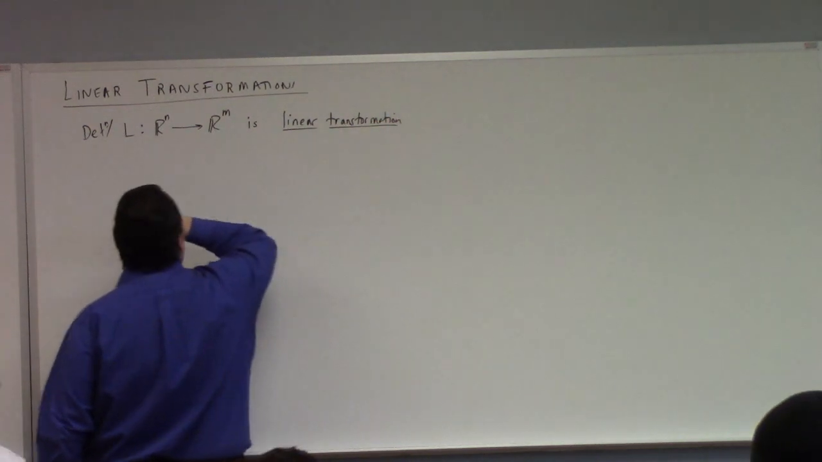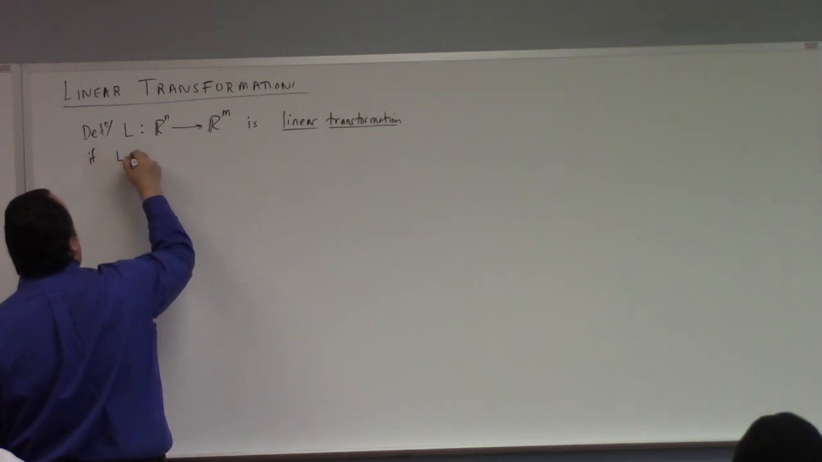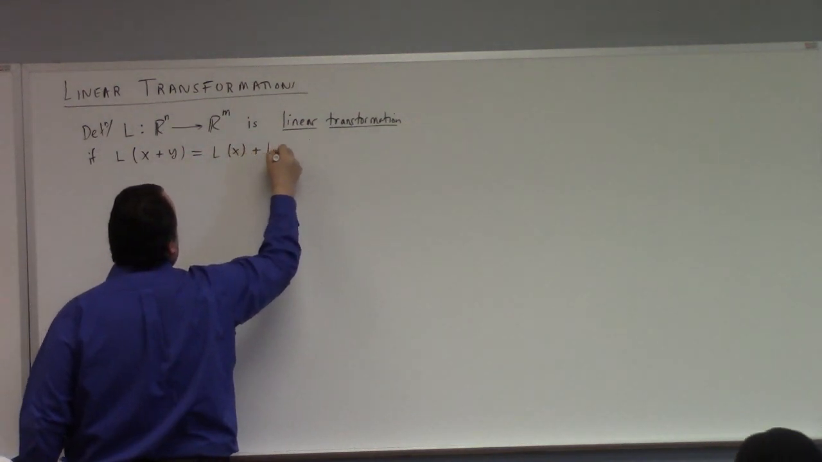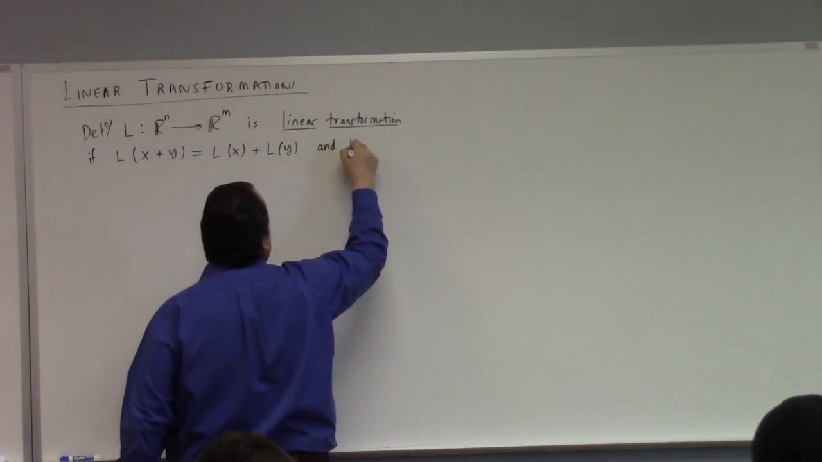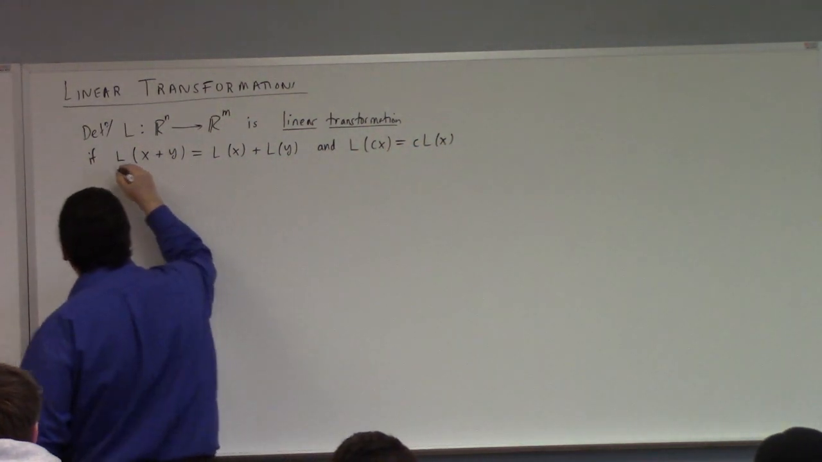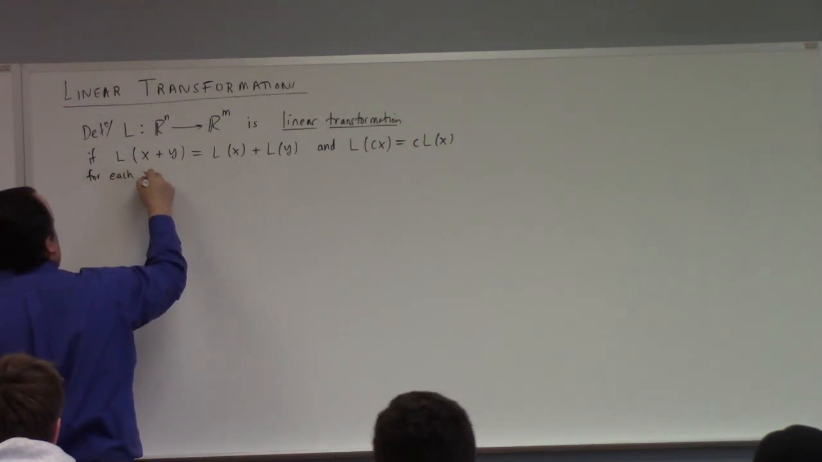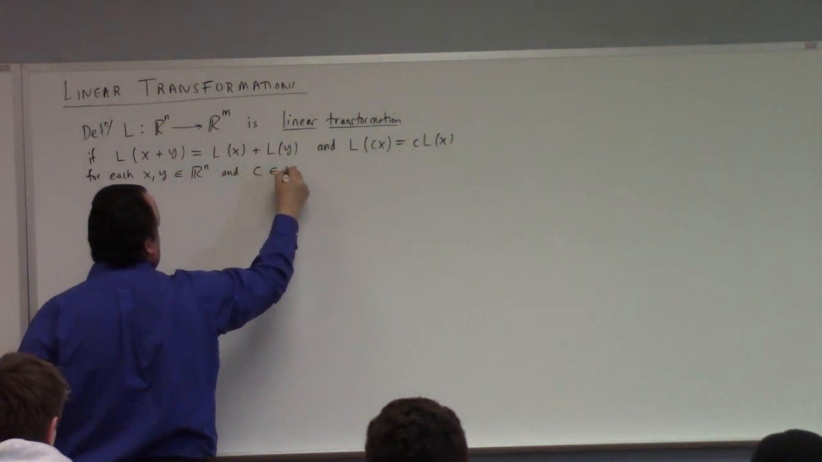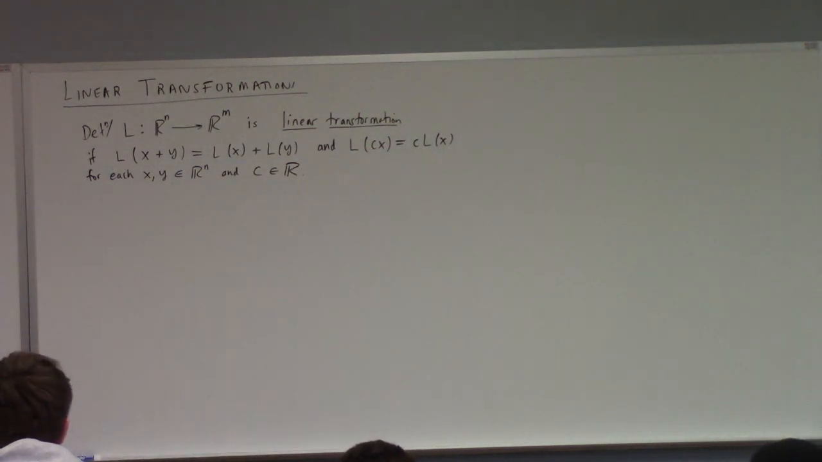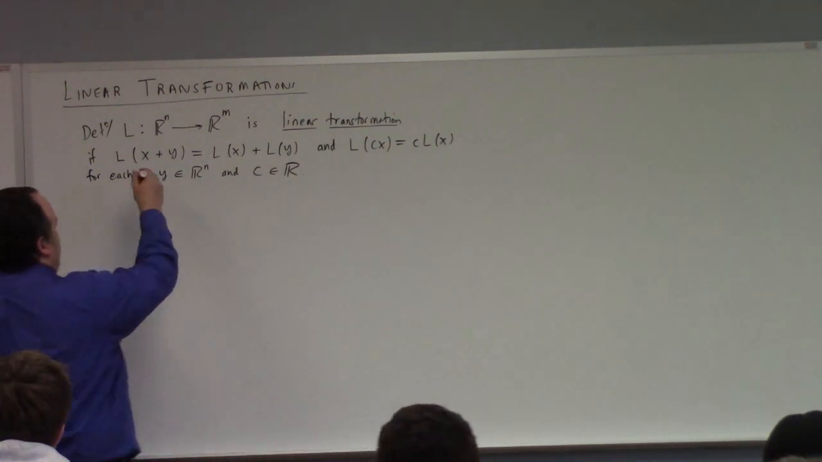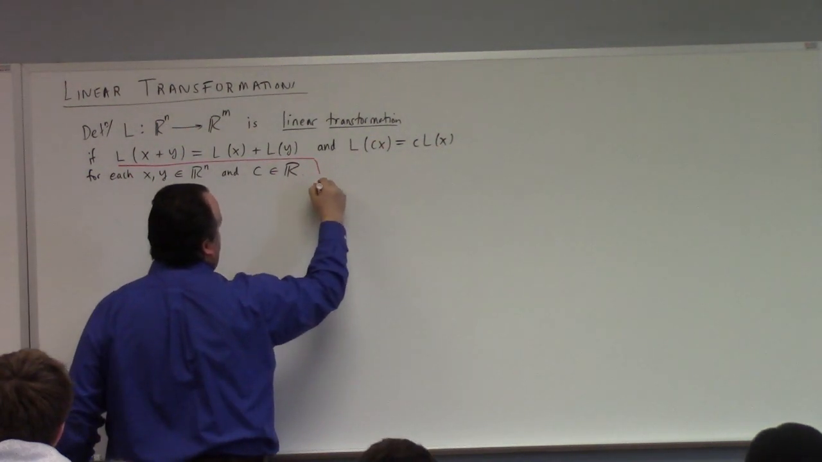It's a linear transformation, or sometimes we call it a linear map, if L of x plus y is L of x plus L of y, and L of cx is equal to c L of x for each x and y in Rn and c in R. These two conditions I refer to respectively as additivity and homogeneity.